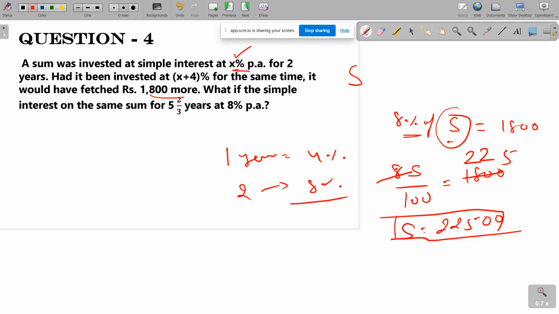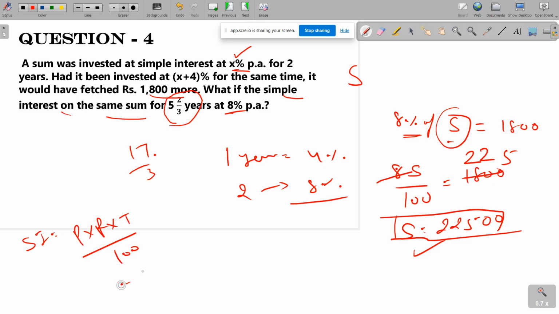And what do we need to calculate? What is the simple interest on the same sum? This is the sum that we are given, and the time is 5 2/3 years, so it can be written as 17 upon 3 years, at 8%. Simple interest can be calculated as principal into rate of interest into time divided by 100. So we can use this formula. Principal is 22,500 and rate is 8% and time is 17 upon 3 years, and we divide by 100.